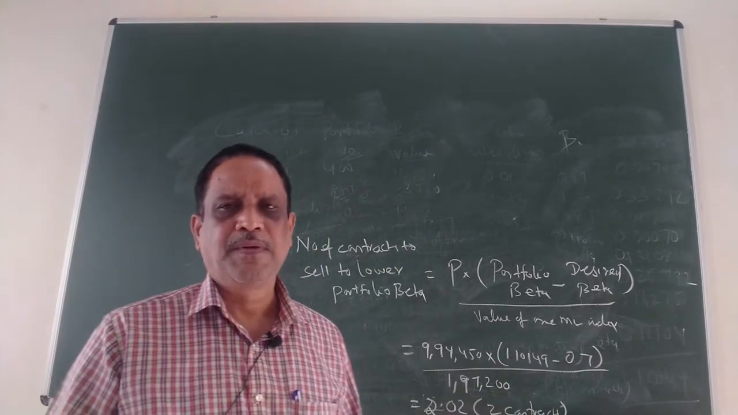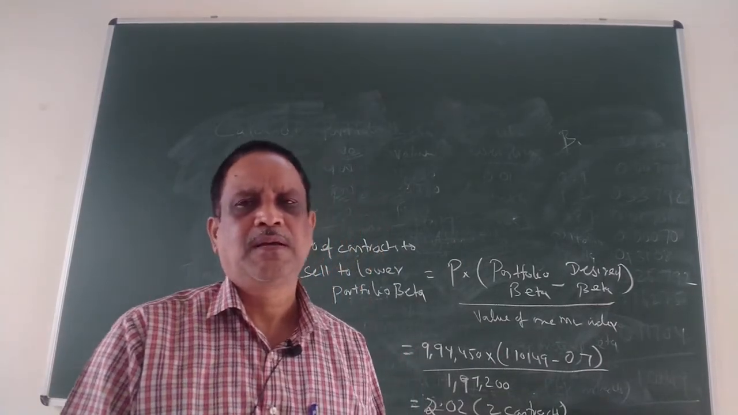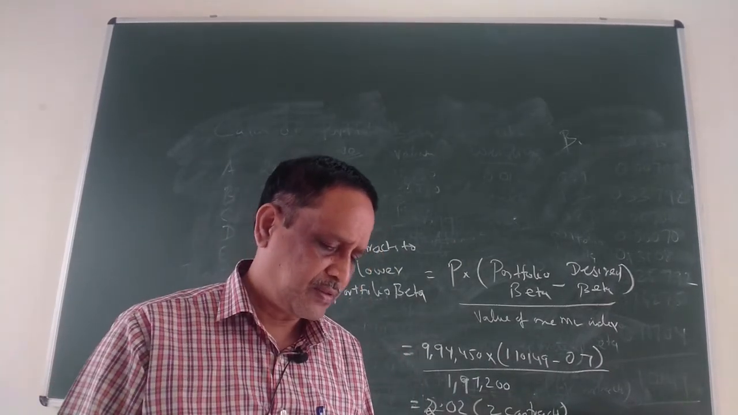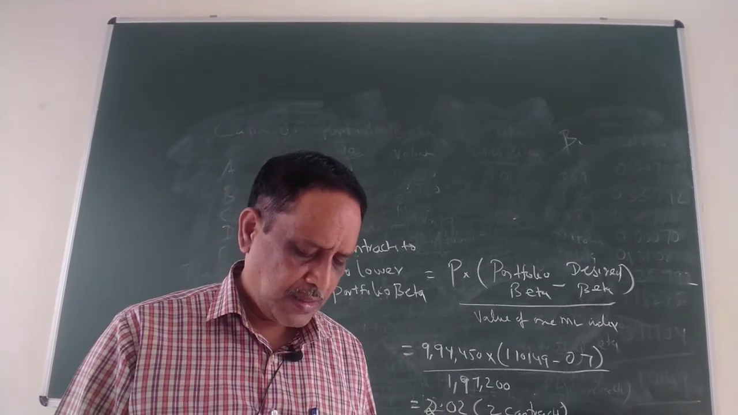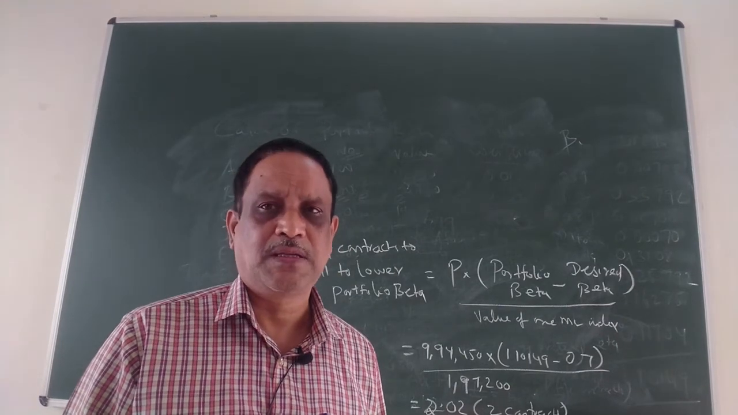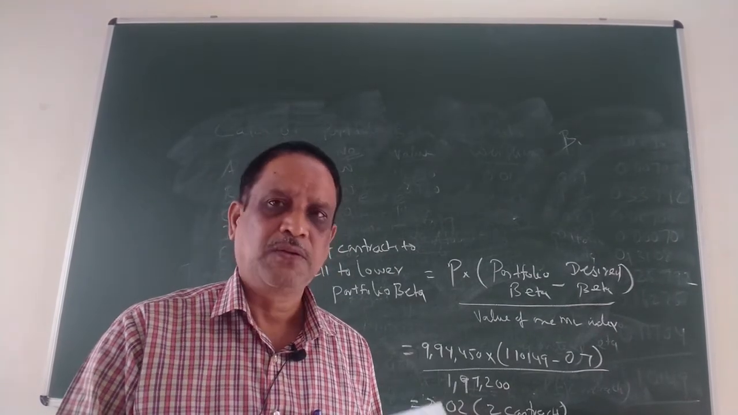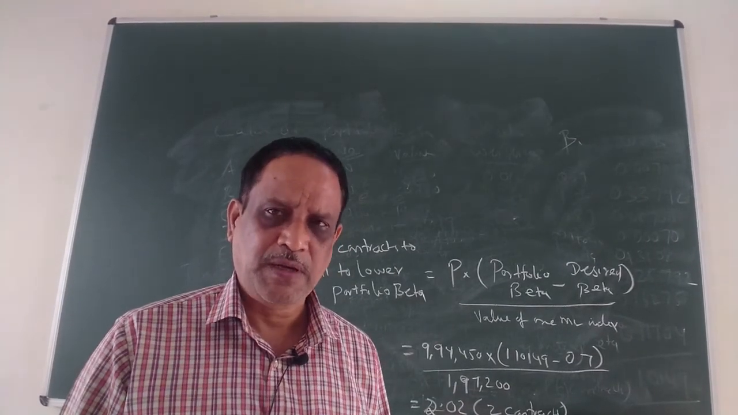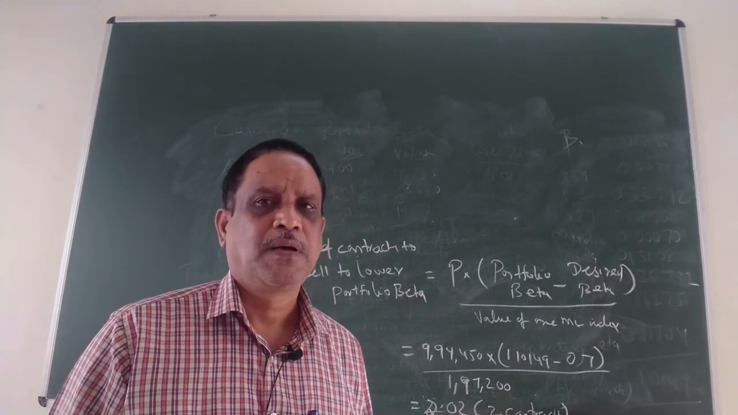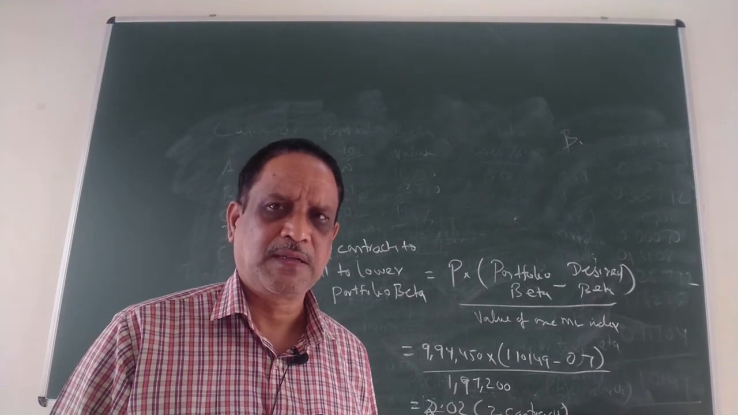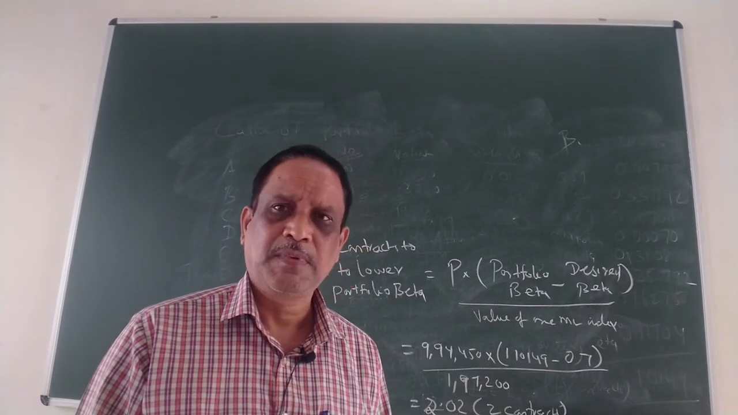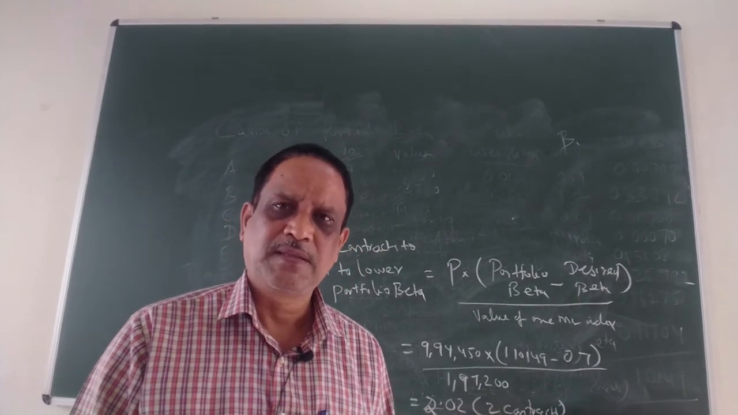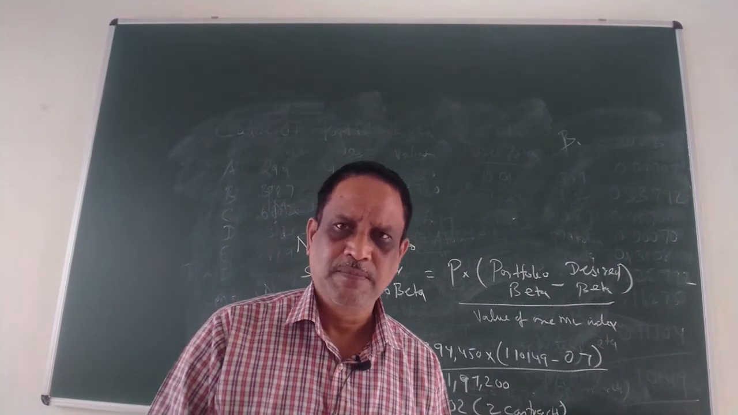See, in this problem, we have seen how to calculate the portfolio beta, how to calculate the futures value, how to hedge your portfolio based on beta, and also what to do to reduce the portfolio beta, that is, how many contracts to be sold. All these things have been covered in this problem, and it is very important from your exam point of view. Kindly read it. Thank you.